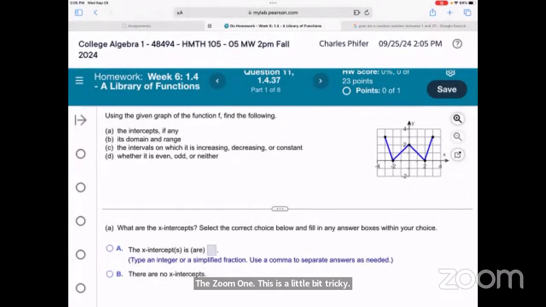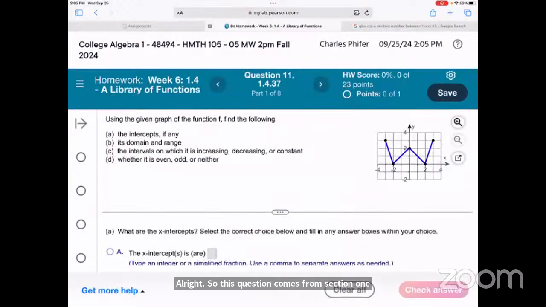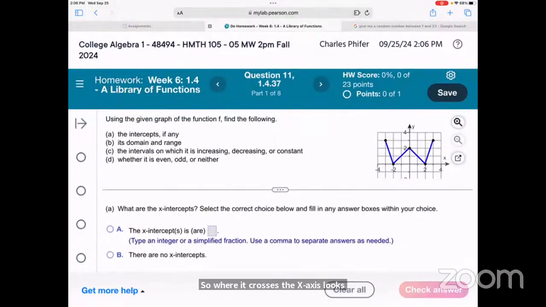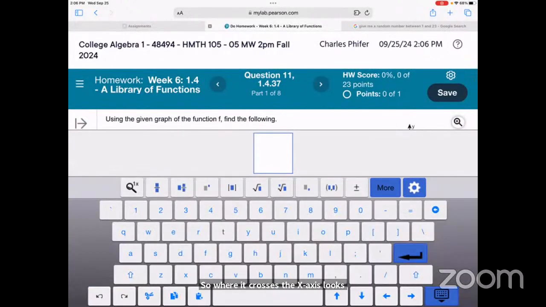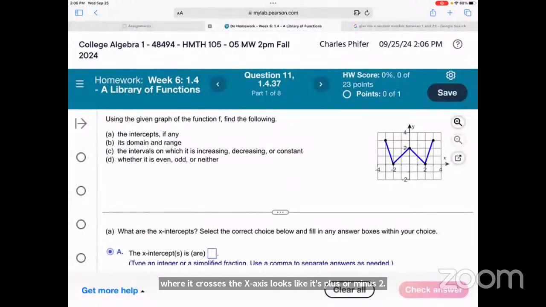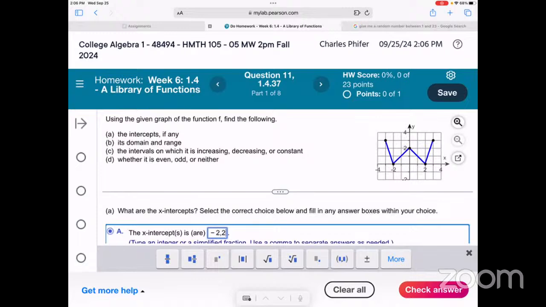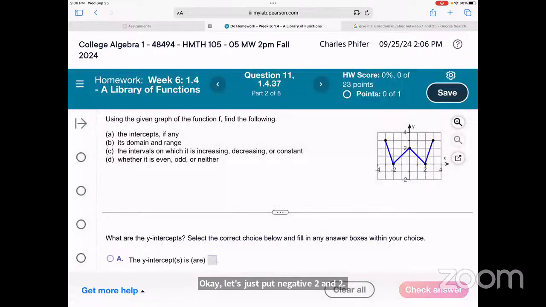All right, so this question comes from section 1.4, question 37. Using the graph of the given function, find the following. Are there any intercepts? Our x-intercepts, where it crosses the x-axis, look like they're plus or minus 2. Let's put negative 2 and 2. The y-intercept looks like a positive 2.